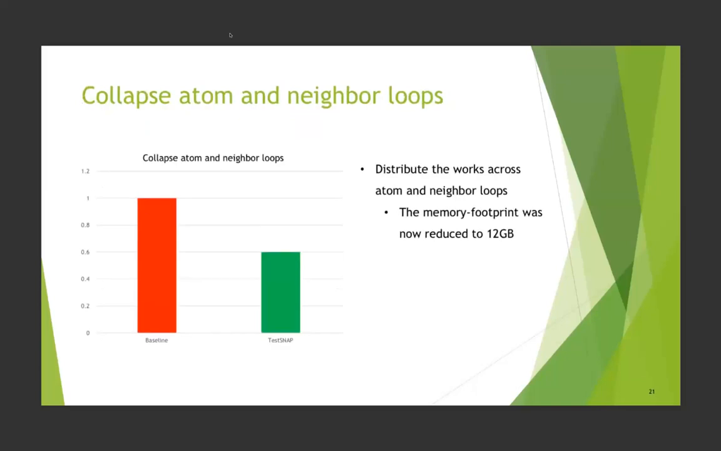And as soon as we added the parallelization over the neighbor loops, we gained much more speedup compared to the baseline. But we now have a memory footprint of 12 gigabytes, which is still high, but later on even that came down quite a bit. Next slide, please.